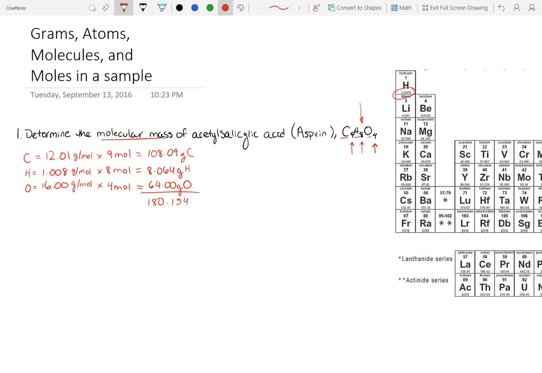Alright, now significant figures, we should really go with 4, just because that's what it gives us in the periodic table. But as far as this question, they didn't really give us a number to base our significant figures off of. So I think we could just go ahead and be safe and just label this as 180.2 grams per mole of aspirin, which is C9H8O4. Right? So that's the molecular mass of aspirin.